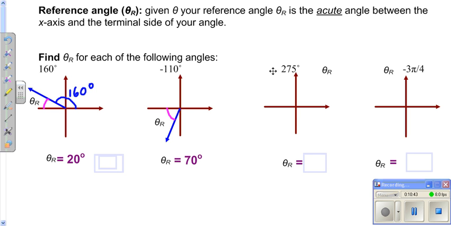Then we have a 275. 275 would start out here, rotate to 90, then to 180, then to 270, and just past that, and we would be 5 degrees past that. So for your reference angle, you have a choice of being the orange one or the black one. And it's always the smaller of the two, and it ends up being the black one is the smaller of the two. So that's your reference angle.